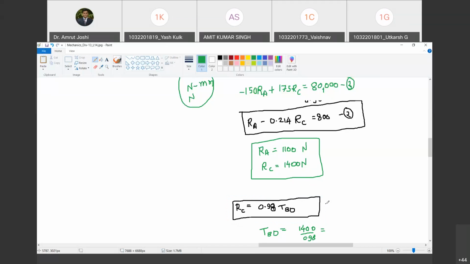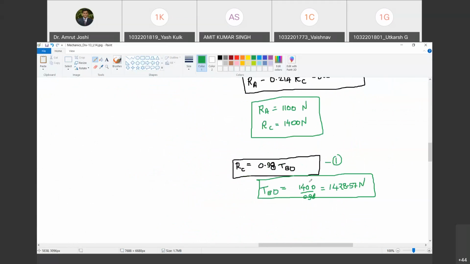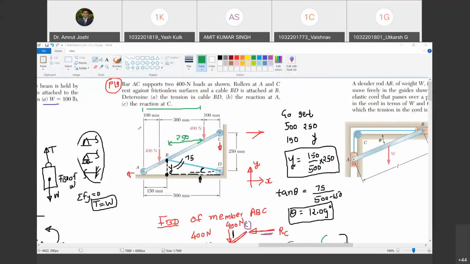So then we use the first equation, that is RC is equal to 0.98 times TBD, and we get TBD as 1400 by 0.98. Are you with me? Yes. So it is 1428.57. I request all of you to cross verify the calculations. Mostly 99% it is correct. So this is TBD, this many newtons. Are you with me? Yes. We have answered all the questions. We have found out the reactions at A and C, and we have found out the magnitude of tension in the cable. Are you with me? Yes.